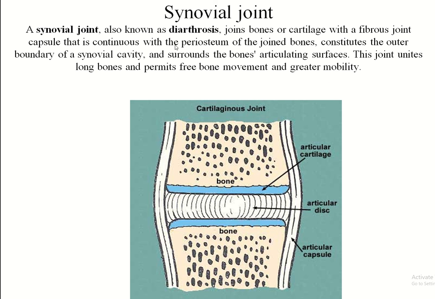Synovial joint. Synovial joint is also known as the diarthrosis, and joins bones or cartilage with a fibrous capsule that is continuous with the periosteum of the adjoining bones. So this is the articular surface of the bones, which is covered by the articular cartilage. This is actually hyaline cartilage, and this is joint cavity, and this is the fibrous capsule. It has outer fibrous part, inner synovial membrane, and from the synovial membrane a fluid is secreted which fills the joint cavity, known as the synovial fluid.